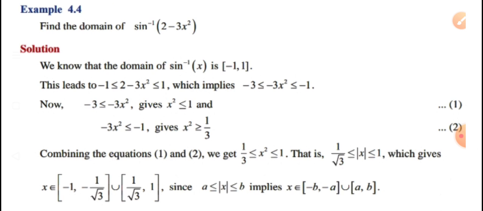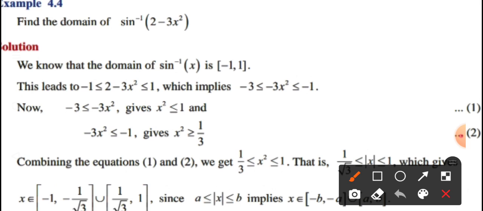Hi students, now we are going to discuss the 12th standard maths, 4th unit, 4th example sum. Okay, now listen. The given sum is: find the domain of sin inverse of (2 minus 3x square). Find the domain of sin inverse (2 minus 3x square).